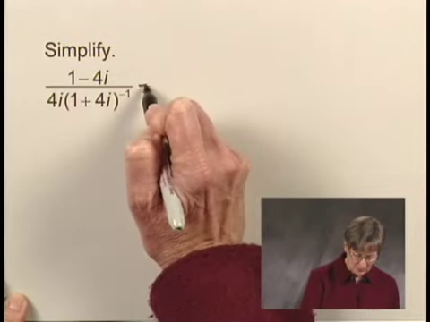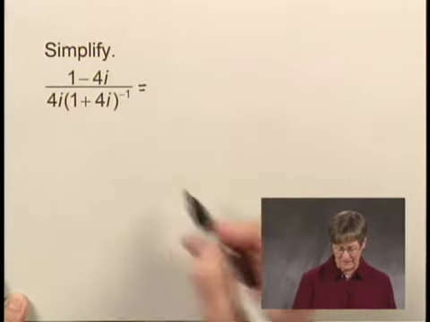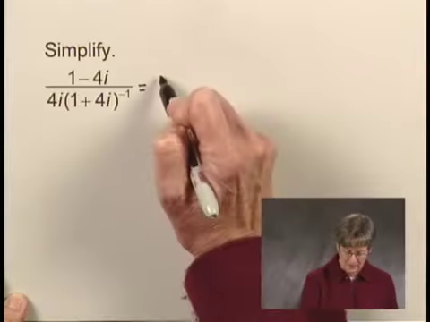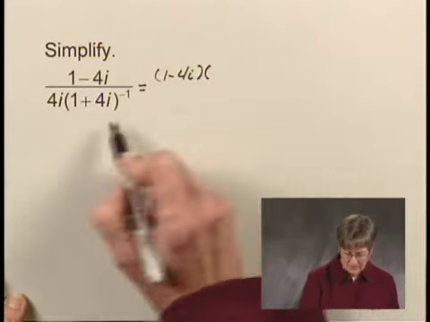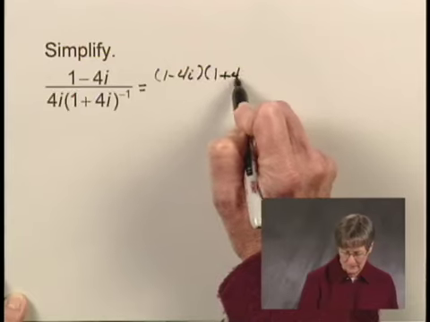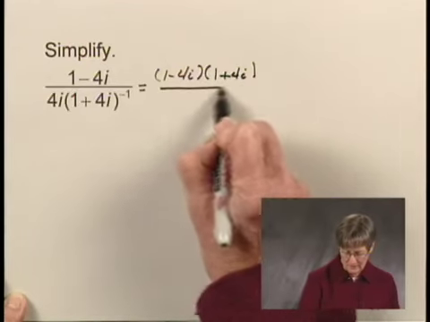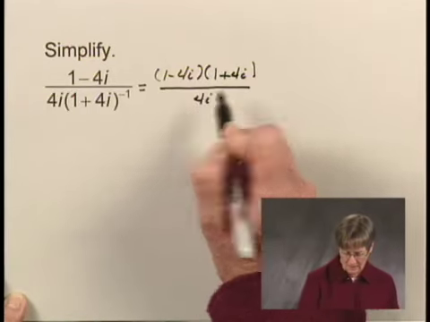And I can write it in the numerator with an exponent of 1 instead of in the denominator with an exponent of negative 1. So I have 1 minus 4i, which was already in the numerator, times 1 plus 4i, and that leaves 4i in the denominator.